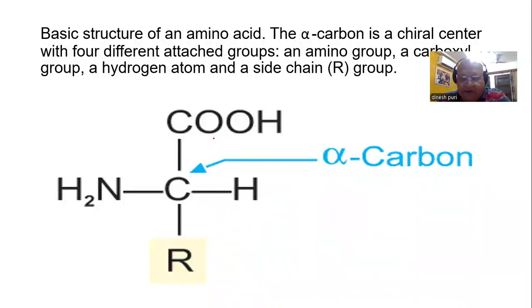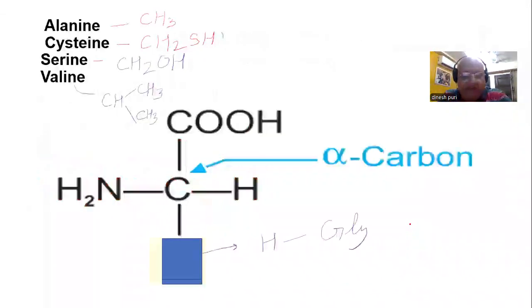Every amino acid has a carboxyl group and an amino group. The acid group is a carboxylate group. And then there is a variable R group. This varies from one amino acid to another. For example, the smallest amino acid is glycine, where the R group is H. Then there are some others also.